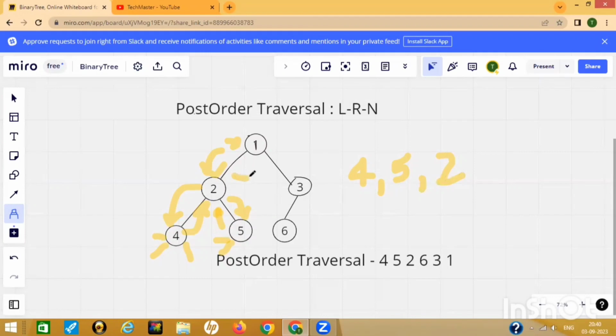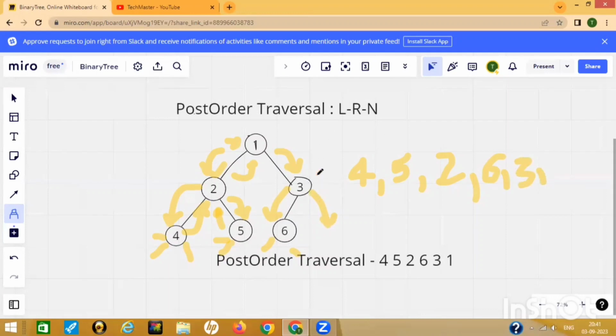So we move back to node 1. For node 1, we have visited the left side, but the right side is still remaining. So we move on to the right side of node 1, where we have node 3. For 3, we have a left node 6. And for node 6, left is null, right is null, so we visit node 6. Node 6 is visited for 3. For 3, right is null, so we will visit node 3 now.